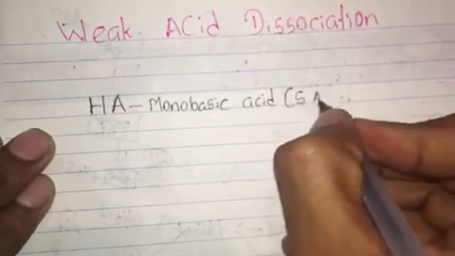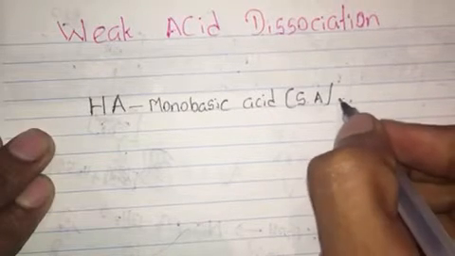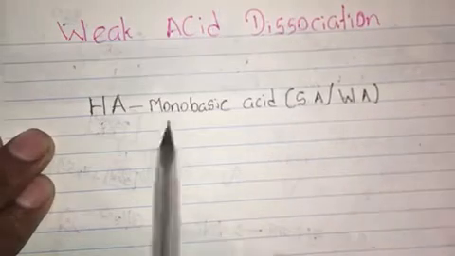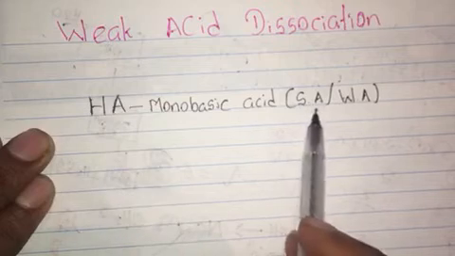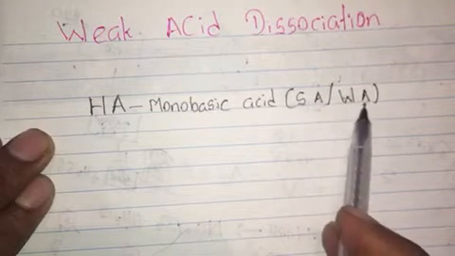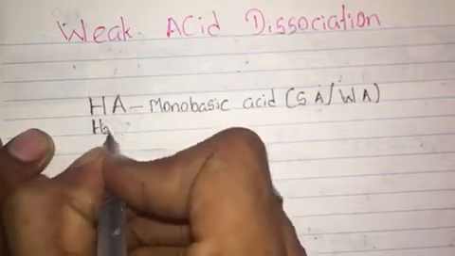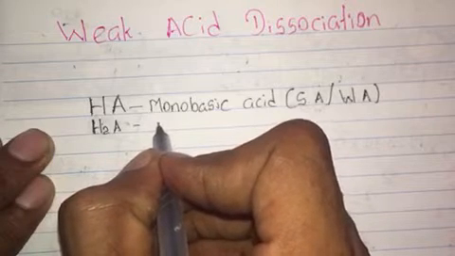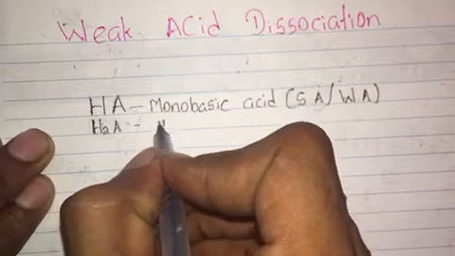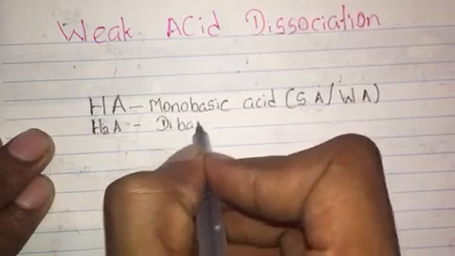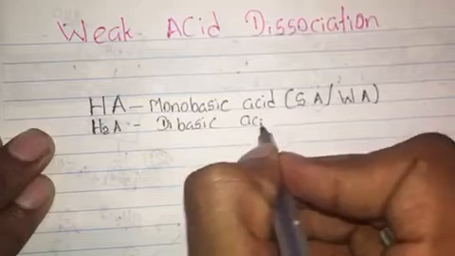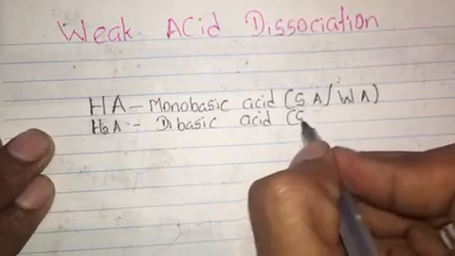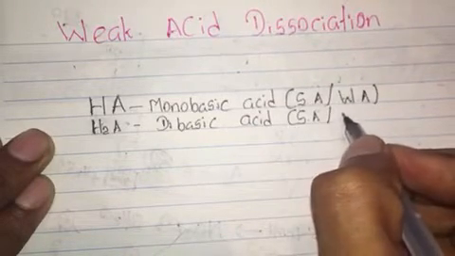We can use it to represent strong acid and weak acid. This HA we can use to represent the strong acid and weak acid. H2A represents a dibasic acid. We can represent this H2A as strong acid or weak acid.